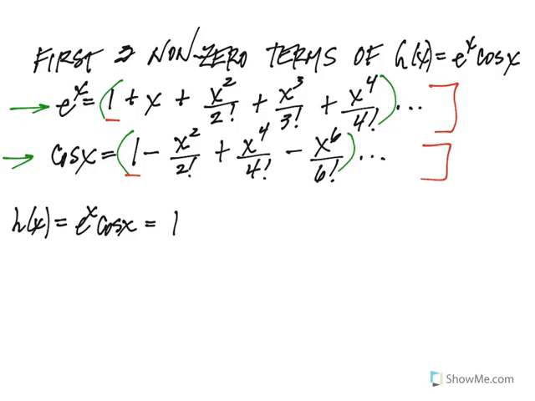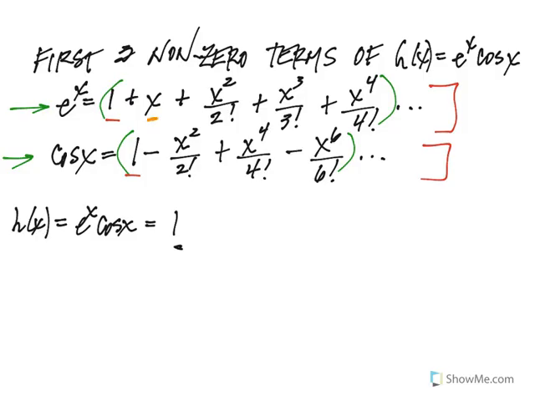Now I need to think if there's a way to multiply any one of the terms in the e to the x with any one of the terms in cosine of x in such a way that I would get a linear term. Now, the first one is a constant. I called it the linear term before. I was mistaken. So this is the constant term. Now I'm looking for a linear term that is x to the first. And there is a way.